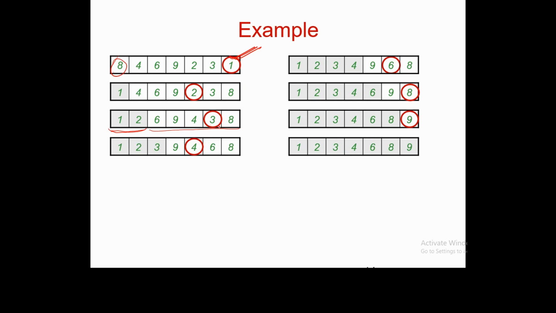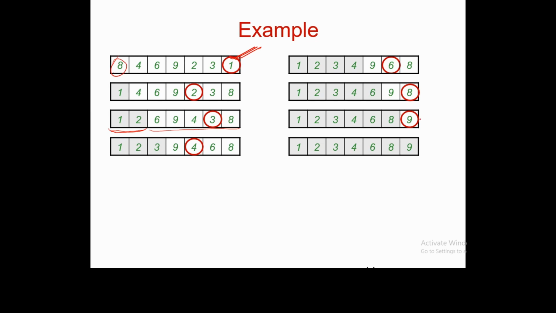So 6, 9, 4, 3, 8, minimum element is 3. It is exchanged with 6. So 3 will come here. Now 9, 4, 6, 8, minimum element is 4. It will exchange with 9. Now 9, 6, 8, minimum element is 6. 6 will exchange with 9. Now 9 and 8, minimum element is 8. It is swapped with 9.